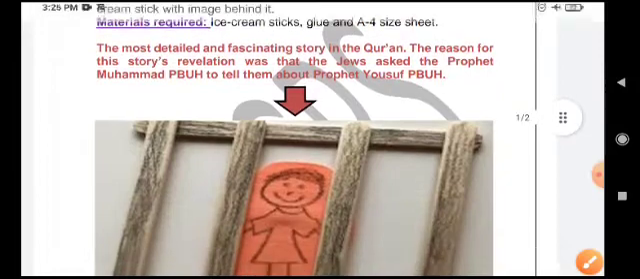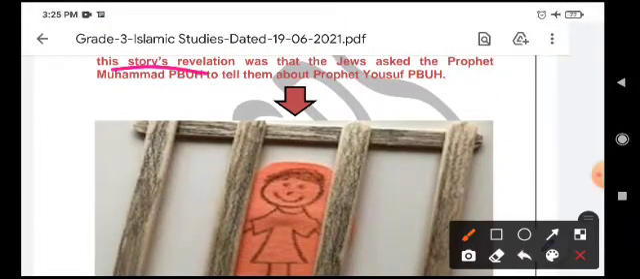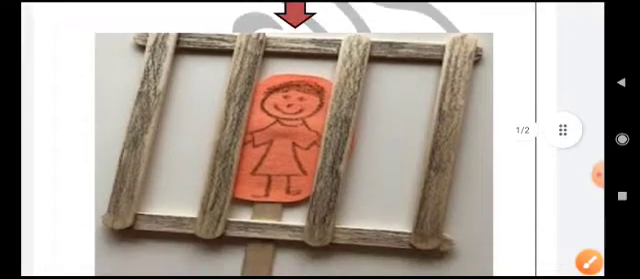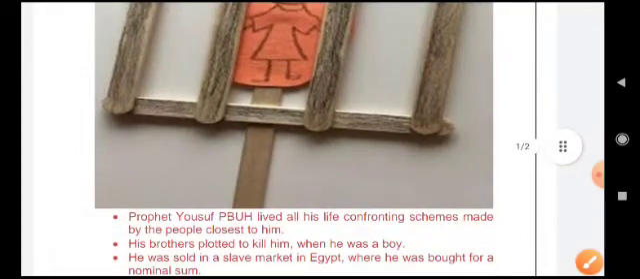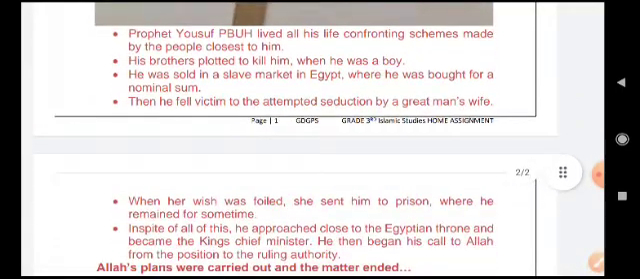Now, the reason for this story's revelation was that the Jews asked the Prophet Muhammad, peace be upon him, to tell them about Prophet Yusuf, peace be upon him. Okay, so this is how you are going to make the activity. Now, a little bit more information about the story.